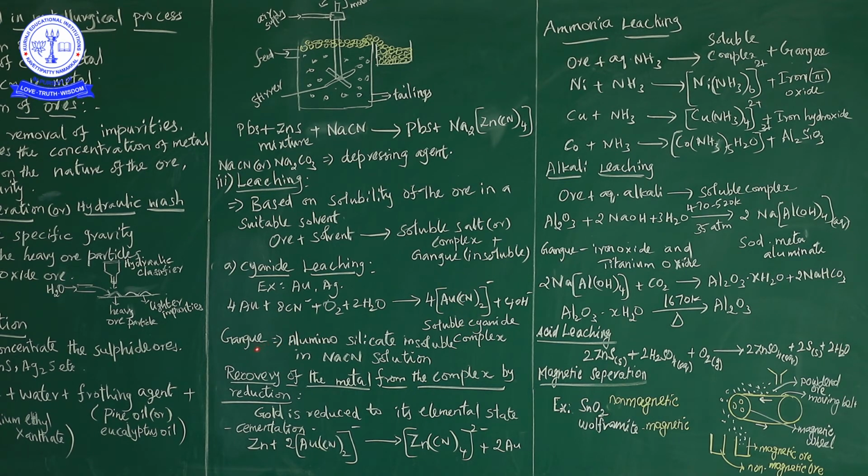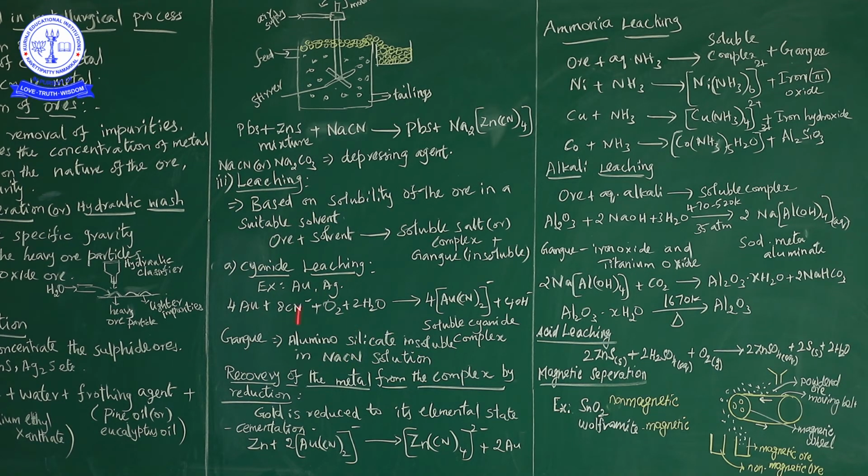And then the gangue particles are insoluble. Initially we said the ore is dissolved in a suitable solvent which forms a soluble salt or complex. So in the cyanide leaching there is a formation of soluble complex. And then the gangue particles are insoluble in the sodium cyanide solution. The gangue present in the silver and gold ore is aluminosilicate, which is insoluble in sodium cyanide solution or potassium cyanide solution.